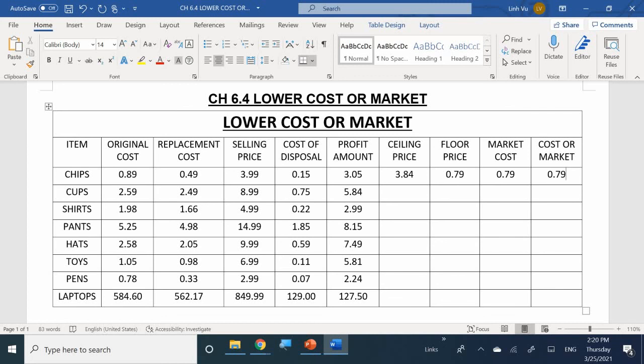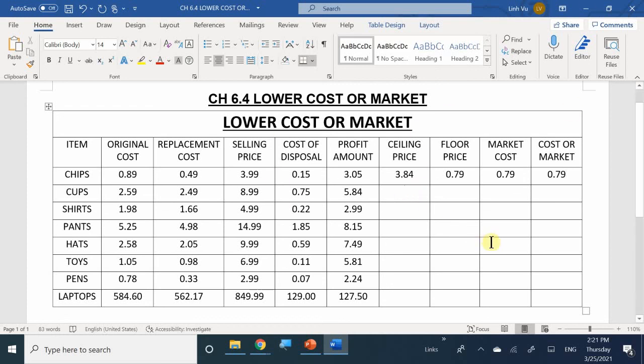So then next is going to be cups. I originally purchased it at $2.59 per cup. Then the market's telling me it's no longer worth that. It's now $2.49 a cup. I originally sell this for $8.99. It's going to cost me 75 cents to dispose. And lastly, I want to get a $5.84 profit out of it. So, what is going to be my ceiling price?